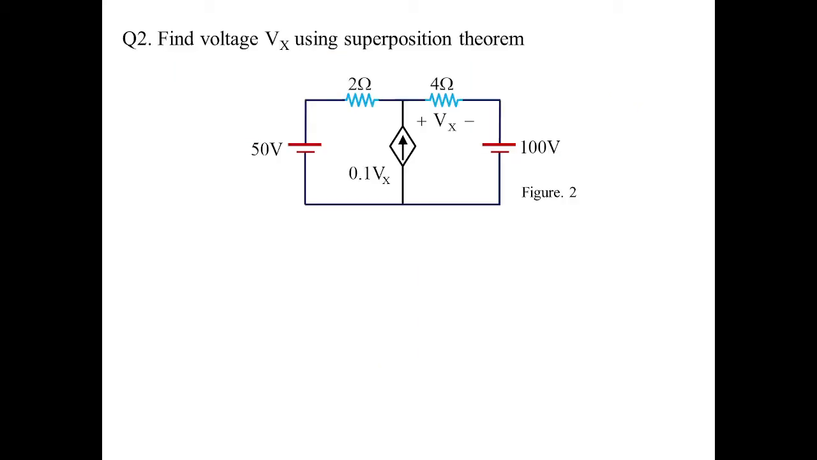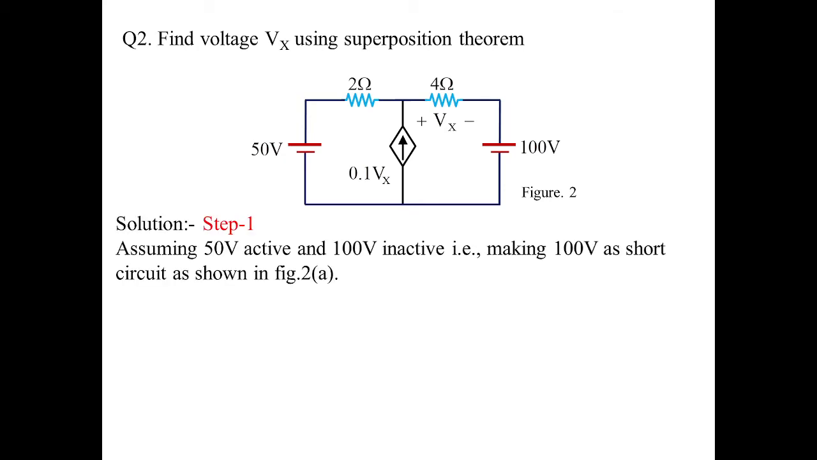Let us go with example 2. Here you can see we have to find the voltage Vx using the superposition theorem. Unlike the previous problem, now you have a voltage dependent current source. Vx is the voltage, and it is a voltage dependent current source, and that voltage is framed over 4 ohms. Vx is framed over 4 ohms. So how to solve this problem using the superposition theorem, and later on how to cross check the result.